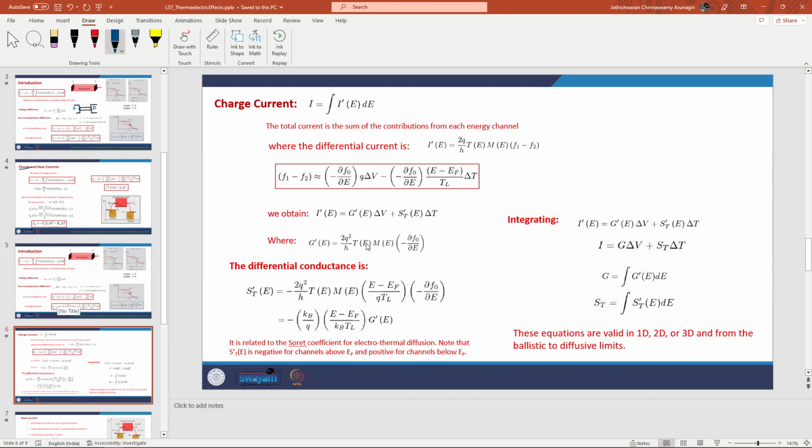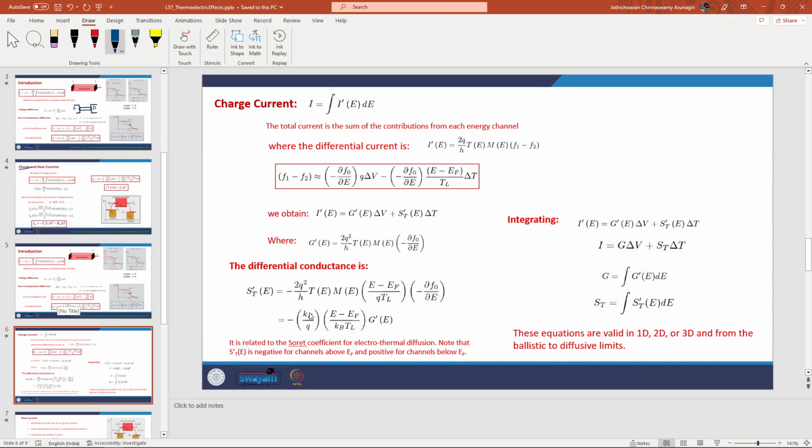So over here we have G of E is 2q squared upon h. This is the quantum of conductance, T of E, M of E into the Fermi window. Whereas over here, what we will essentially have is T of E, M of E, and a 2q upon h. So to make it equal to G of E, I will have to multiply and divide by a q. And of course, there will be a minus sign coming from the Fermi window function itself. And additionally, there is the E minus EF and the T_L factor. So again, k_B is not present here, so we multiply and divide by k_B.